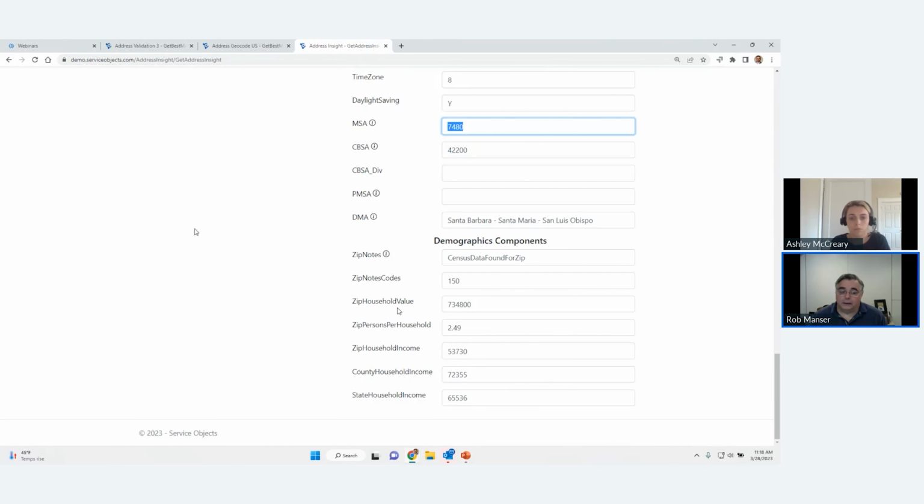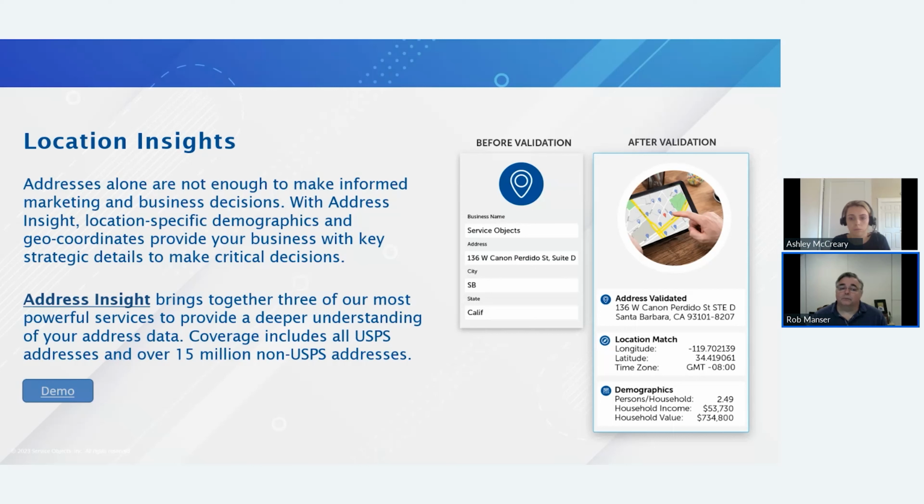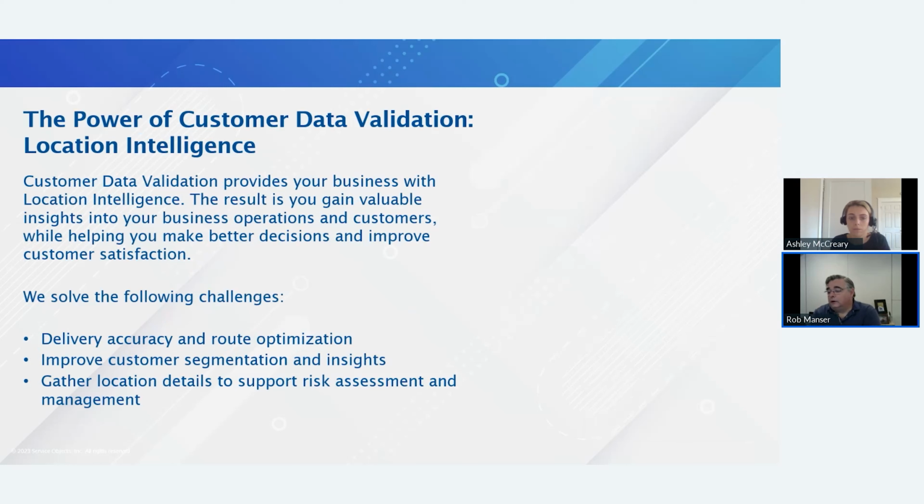So those are five of our focused address and location intelligence services. They're part of the customer data validation umbrella, if you will, that can provide you with business intelligence and then location intelligence, which results in valuable insights into your business operations and customers.